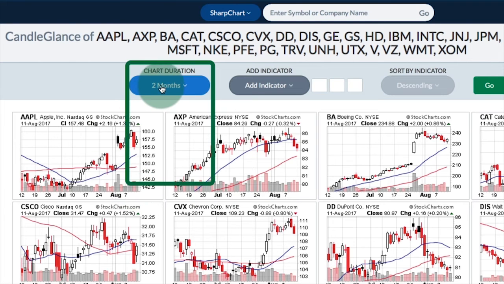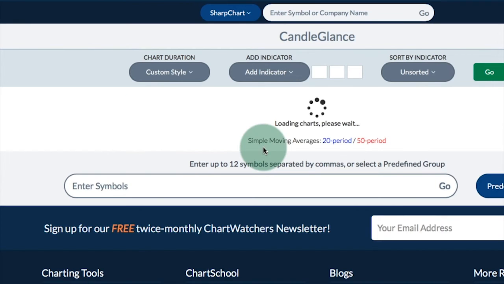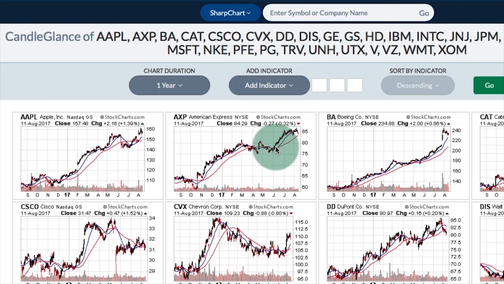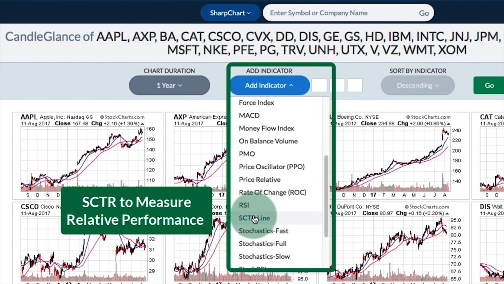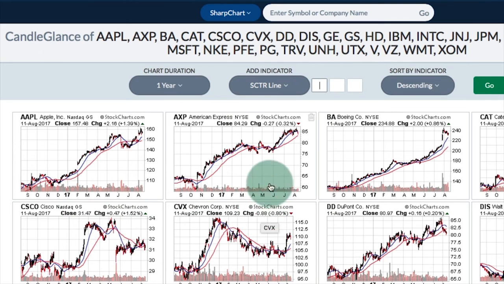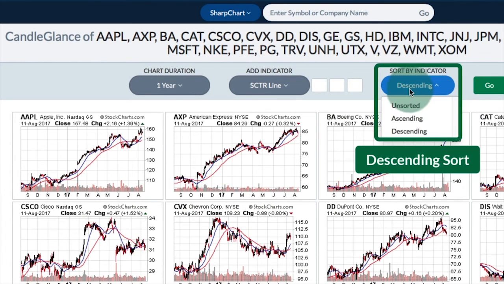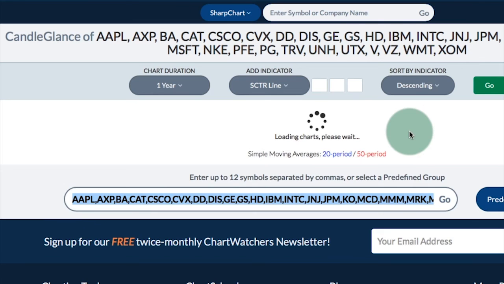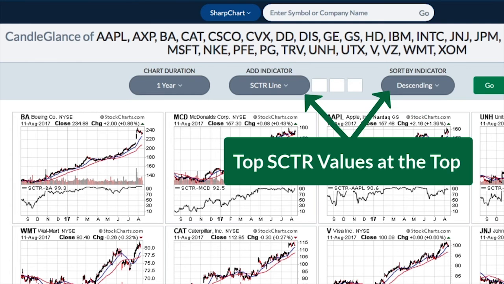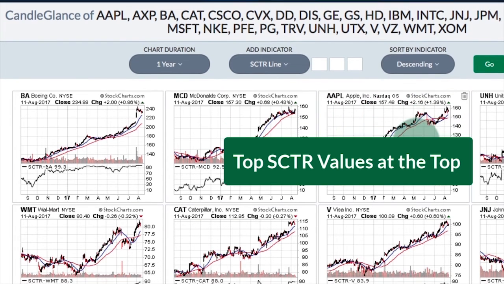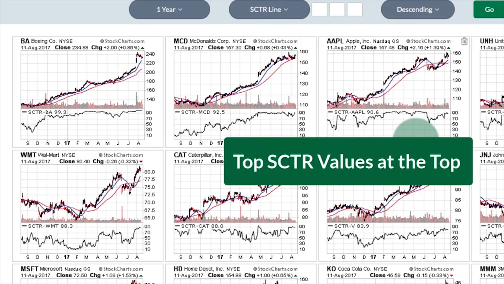And the way you could do that would be to go to 1 year on duration. You'll get a refresh and you'll get a 1-year chart. And you can see which stocks are clearly in uptrends and which may be turning around here like Chevron. You can also add a relative performance indicator like the scooter. And if you add the scooter line and then you sort by descending here, then you will get the top scooters at the top. So if you wanted to focus on the top 10 stocks in the Dow, you would see them at the top here by sorting by the scooter.